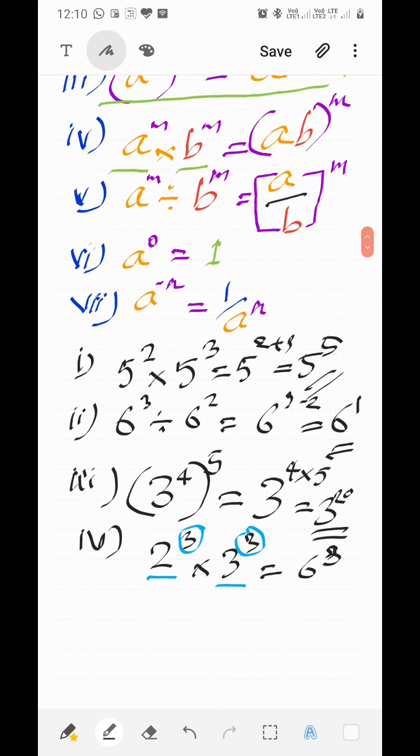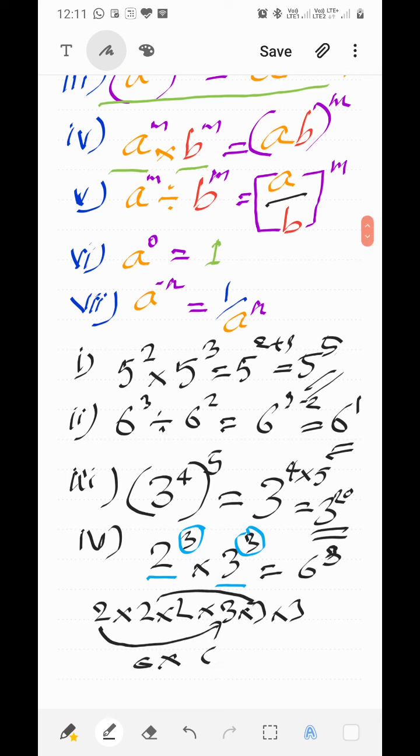That is, 2 raised to 3 means what? 2 three times, 2 cube, and 3 raised to 3 means 3 three times. Okay, then here we can join this 2 into 3, 6. Here this 2 into 3, 6. One more 2 into 3, 6. Now what? 6 raised to 3. This way. So this all you know already.